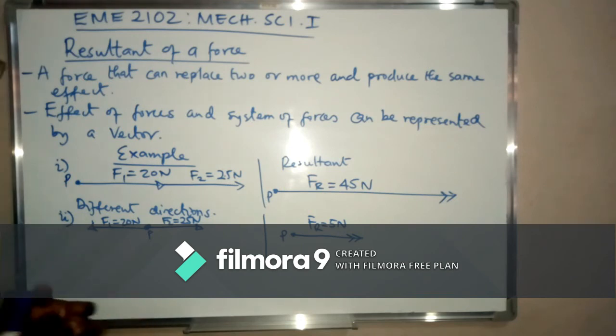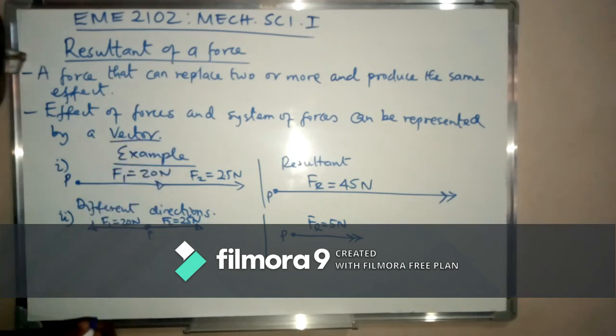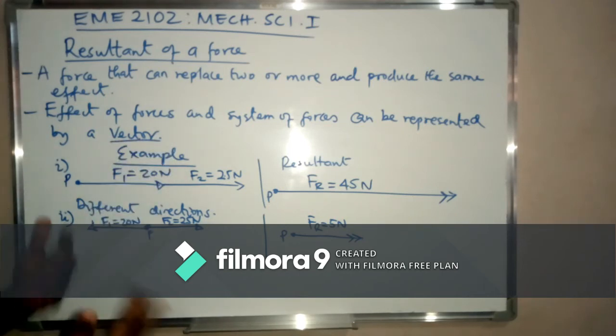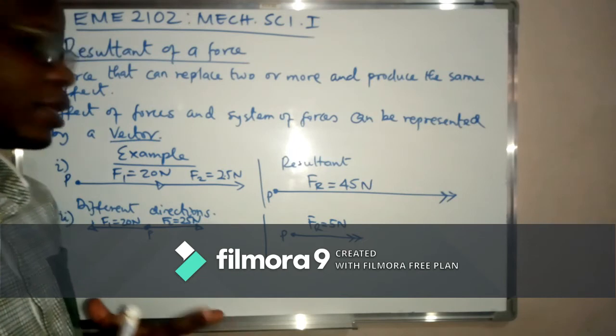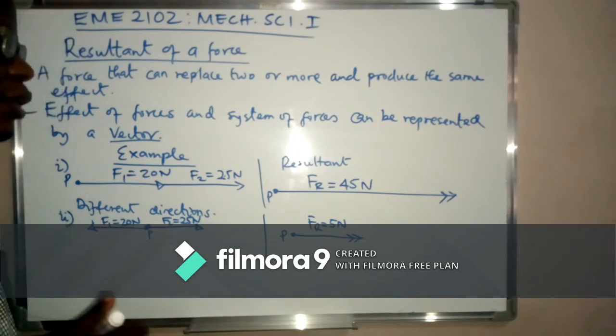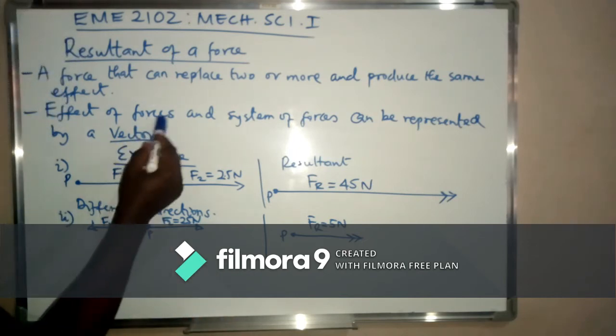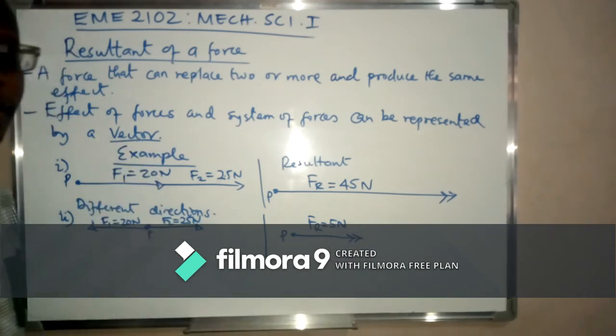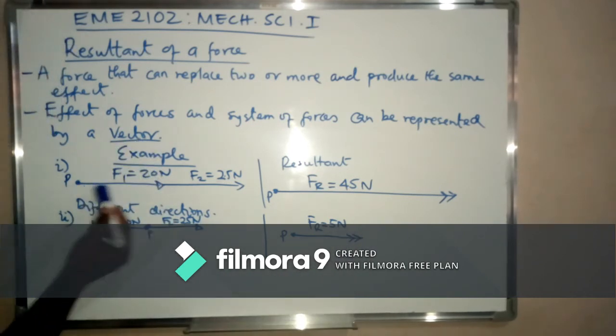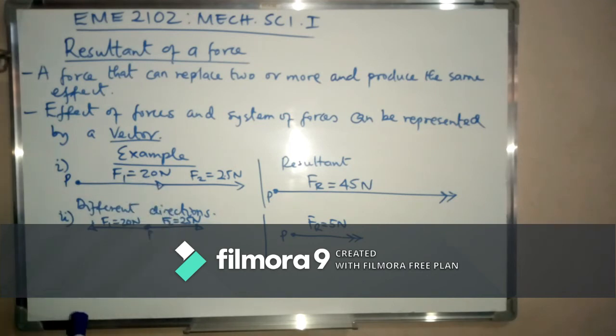Before we go to an example, we have some difference to note in terms of representation of these forces. The effect of these forces is represented by a vector. To differentiate between a force and a vector, a vector will have two arrows at the end, but a force will only have one arrow at the end. So let's look at an example just to demonstrate.